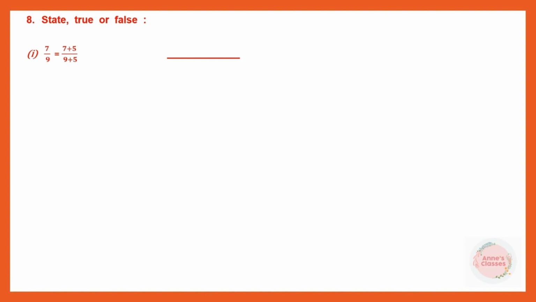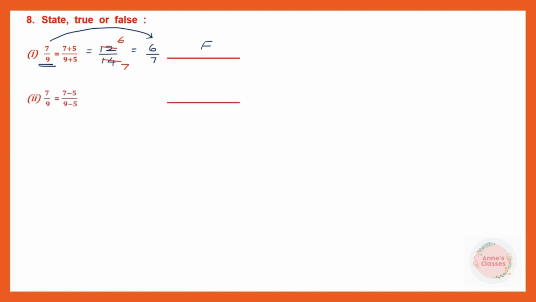7 plus 5 is 12 and 9 plus 5 is 14. So we've got 12 by 14. Let's reduce this to the lowest term. You can divide both by 2. 2 6s are 12, 2 7s are 14. So what is the rational number that we have got now? What we've got is 6 by 7. Whereas here we have 7 by 9. So 7 by 9 is not equal to 6 by 7 as the statement says. So this statement is false.